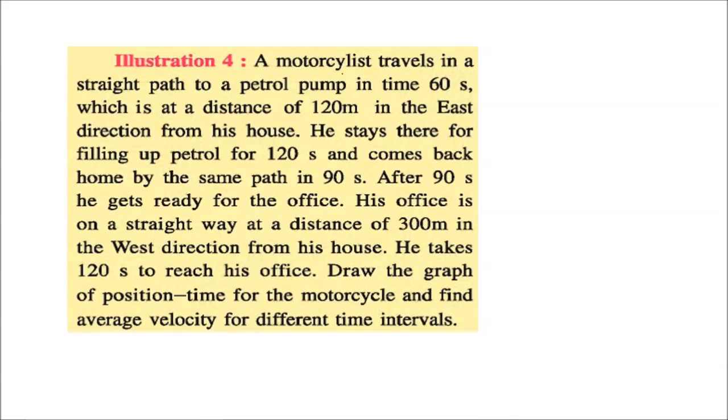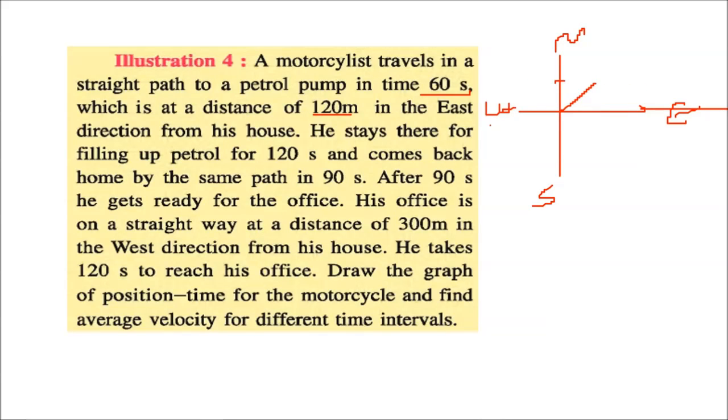A motorcyclist travels in a straight path to a petrol pump in time 60 seconds, which is at a distance of 120 meters in the east direction from his house. So see this one. This is north, south, east, west. So what is happening here is, the motorcycle travels a straight path to a petrol pump in 60 seconds. Distance is 120, and for 60 seconds it has traveled. So it has traveled like this.